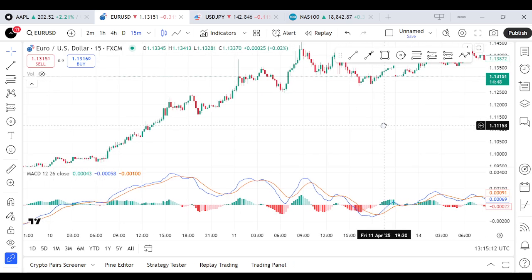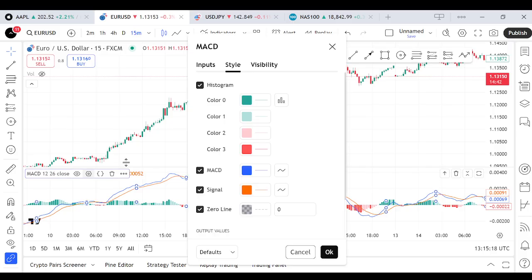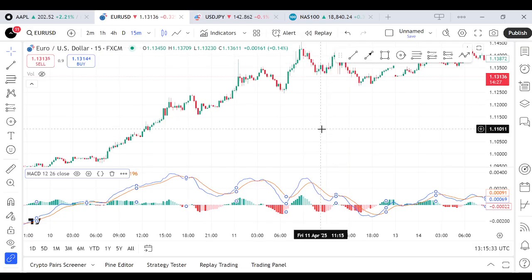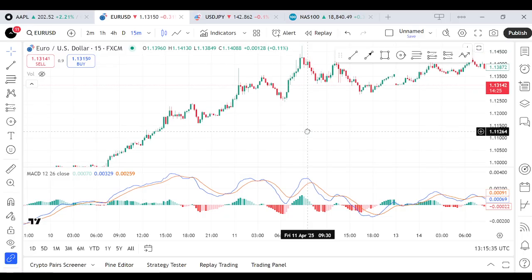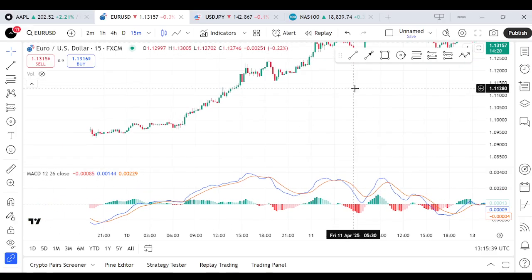Now, after this, the next step is to add the MACD indicator with its default settings. I've showed you the default settings already. These are the default settings: 12, 26, 9, and everything should be EMAs. This will help to track short-term trends, and the moving averages will help confirm the direction of momentum. Then the next step is to identify trade entries. I've already explained the signals, how you can spot the signals on your chart.